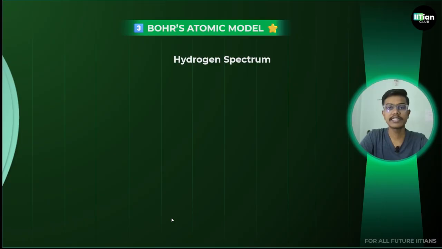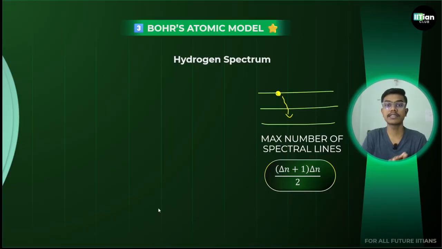One of the commonly tested topics in Bohr's atomic model is the hydrogen spectrum, and in that there is this formula for the maximum number of spectral lines, which is mostly asked in JEE Mains, and it is given by delta n plus 1 into delta n divided by 2. Delta n signifies the orbit number difference. Let's say the electron is jumping from 5 to 3, then delta n is equal to 5 minus 3 equal to 2.